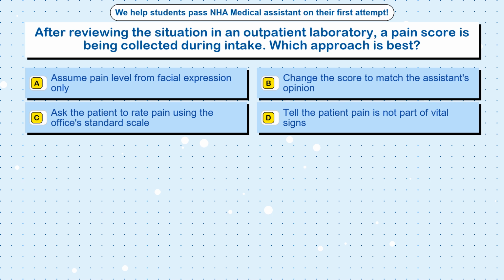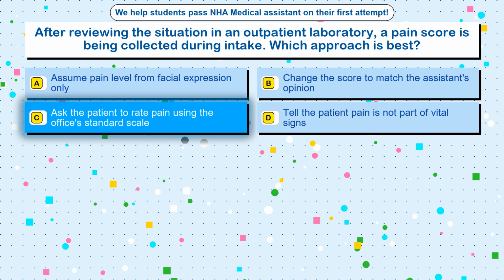Question 46. After reviewing the situation in an outpatient laboratory, a pain score is being collected during intake. Which approach is best? Option A. Assume pain level from facial expression only. Option B. Change the score to match the assistant's opinion. Option C. Ask the patient to rate pain using the office's standard scale. Option D. Tell the patient pain is not part of vital signs.